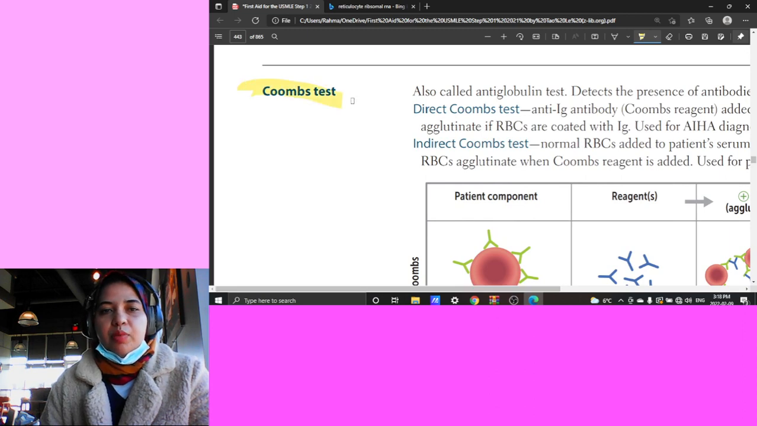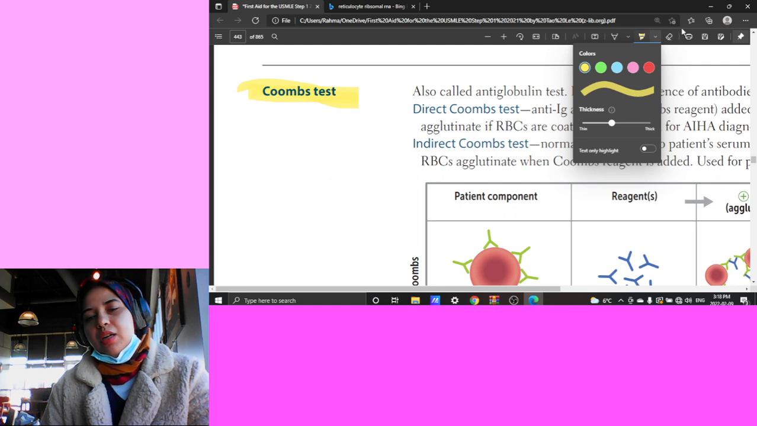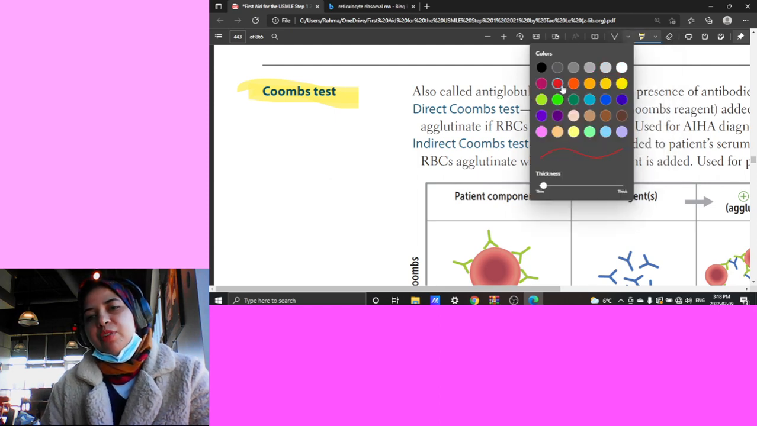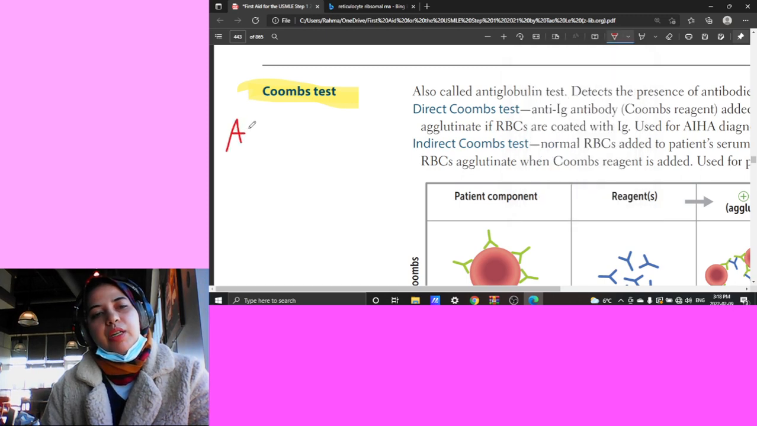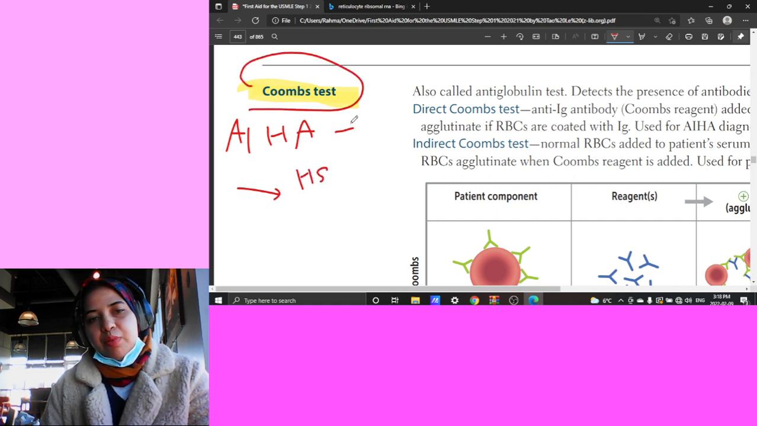Next, you have Coombs test. The most important thing for Coombs test is two particular diseases, or plenty of diseases actually, but for the sake of this, let's just focus on two of them. You have autoimmune hemolytic anemia and hereditary spherocytosis. We use the Coombs test to differentiate between them. Why? Because they both look exactly the same.